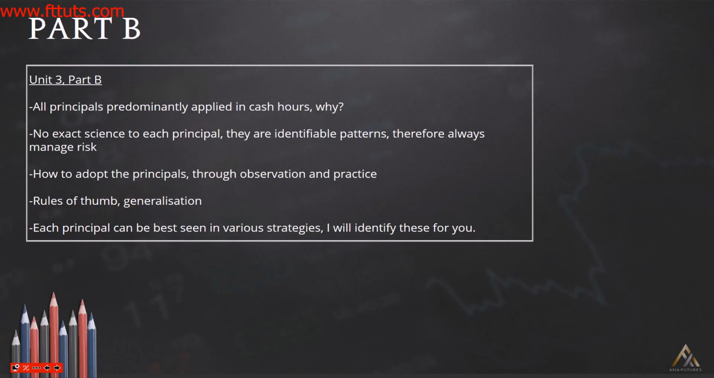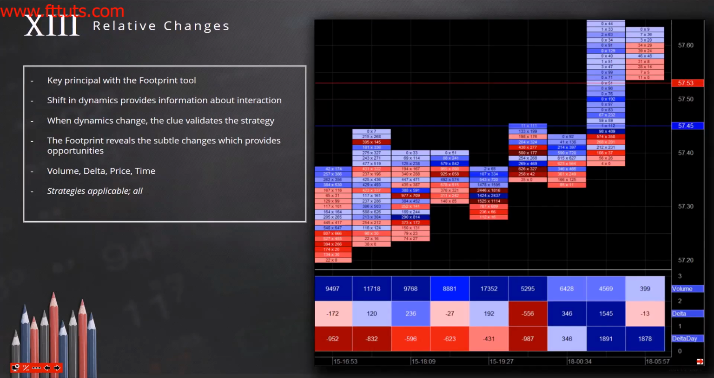These rules of thumb come from years of experience, but do bear in mind they are just generalizations. Okay, and obviously each principle will be seen in the number of strategies that we're going to do. We're doing 10 of them in this course, and I will identify all of these principles as we go along. So the first principle we're going to talk about is relative changes.